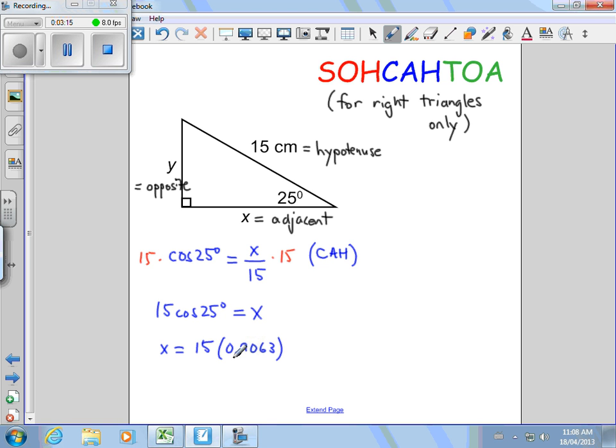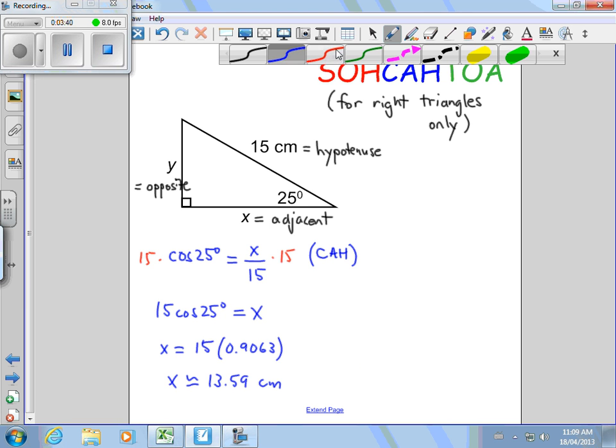And just to remind myself, that means in a right triangle with a 25-degree angle, the side adjacent to the angle is 0.9 times as big as the hypotenuse. And when I multiply that out, I get that the adjacent side is about 13.59 centimeters.